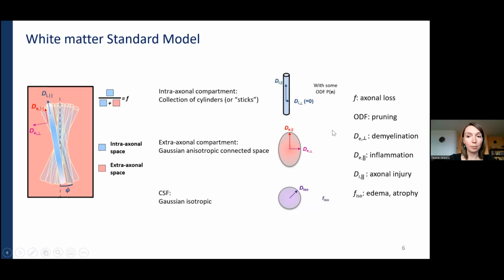And these parameters can be interesting because, for example, the axonal fraction can be a signature for axonal loss. Changes in the ODF can mirror some level of pruning or losing one bundle versus another and so on. The extracellular radial diffusivity can be a marker for demyelination, the parallel one for inflammation, intra-neurite diffusivity for axonal injury, of course, and the isotropic fraction somehow for edema or atrophy.